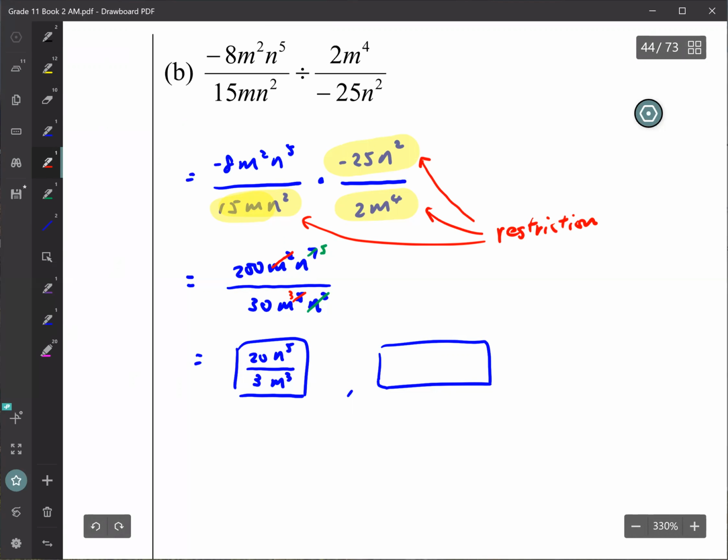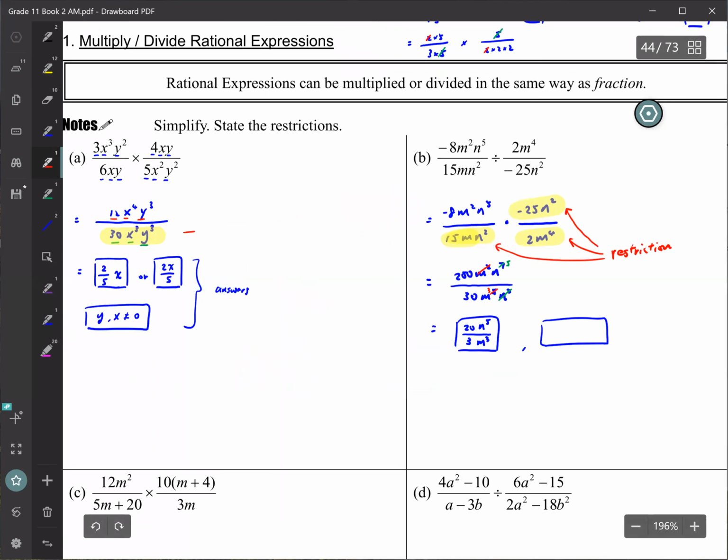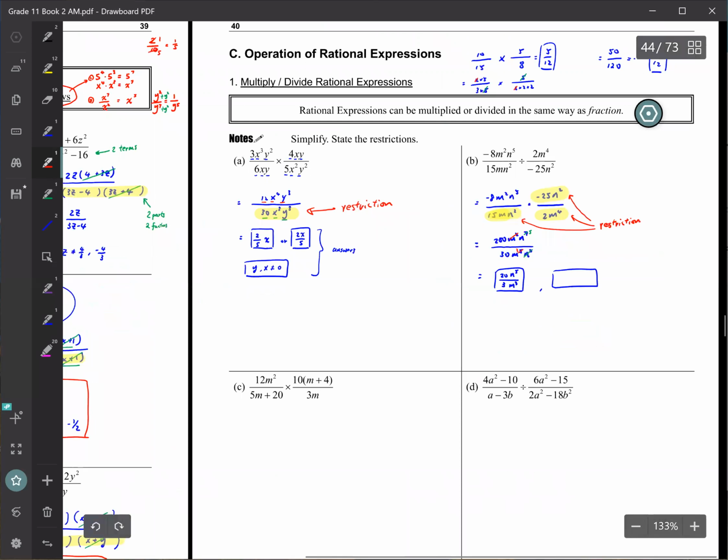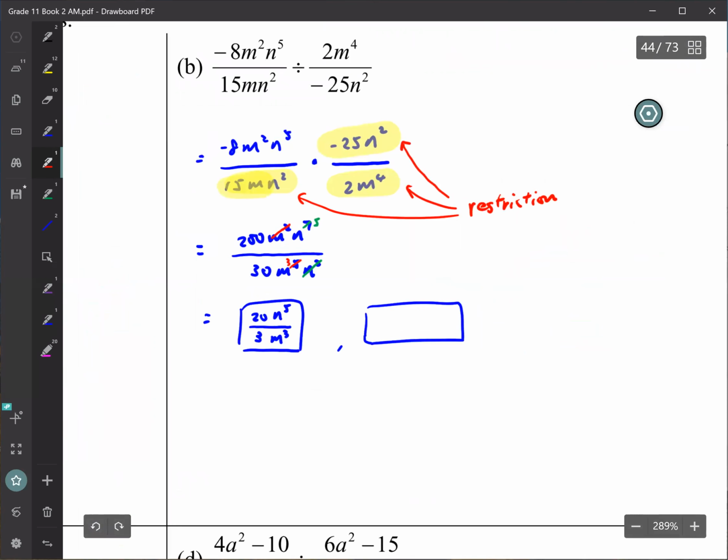If it's multiplying, there's only one place, right? So that's the difference between the two, okay? So the restriction for this one is pretty straightforward, just m and n. So m, n cannot equal 0.